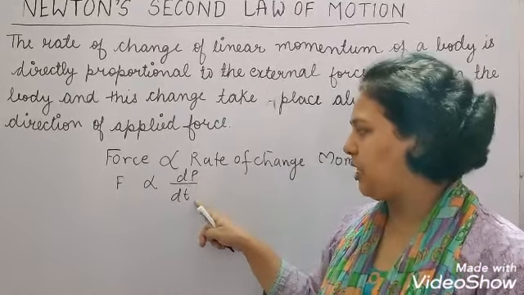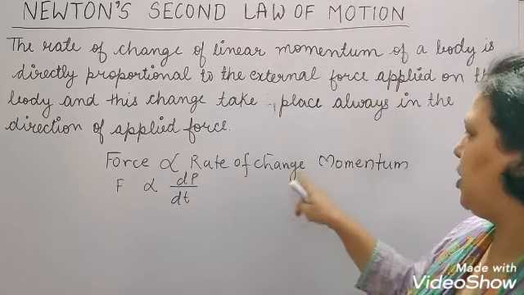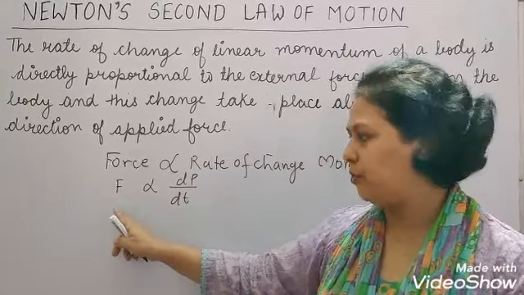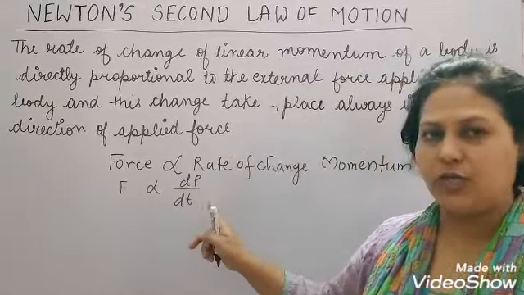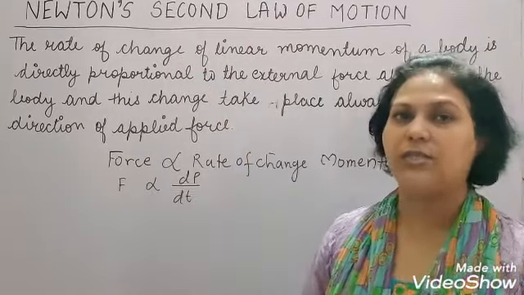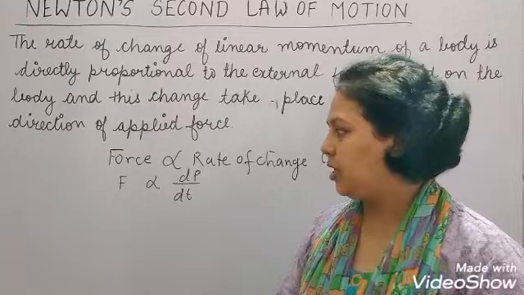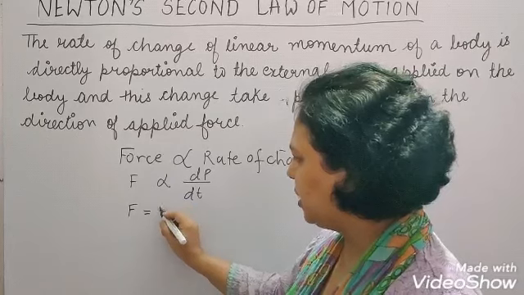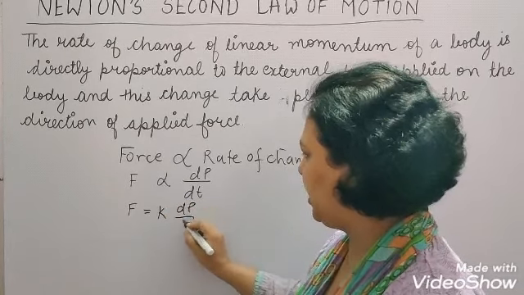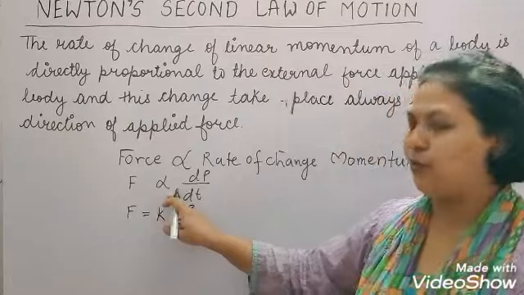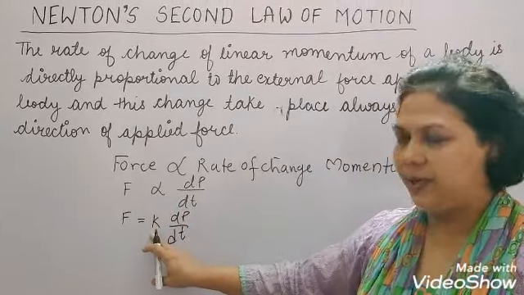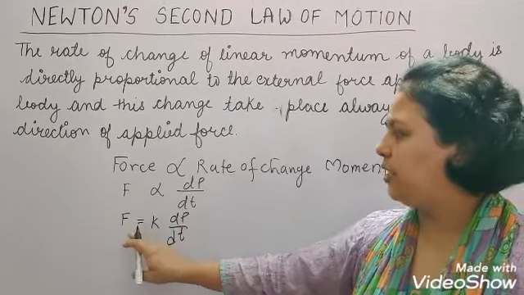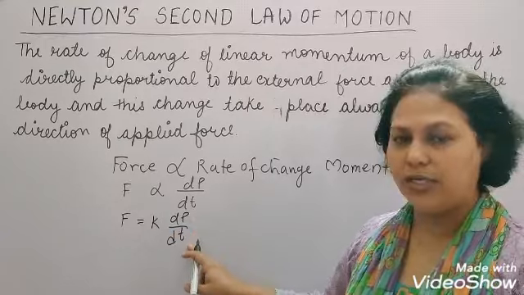So dp upon dt will give us the rate of change of momentum, and that is directly proportional to the force, or the force is directly proportional to the rate of change of momentum according to Newton's second law of motion. Now we can write F is equal to K dp upon dt. Since we have removed the proportional sign, we'll keep a proportionality constant, say K here. So F is equal to K dp upon dt.